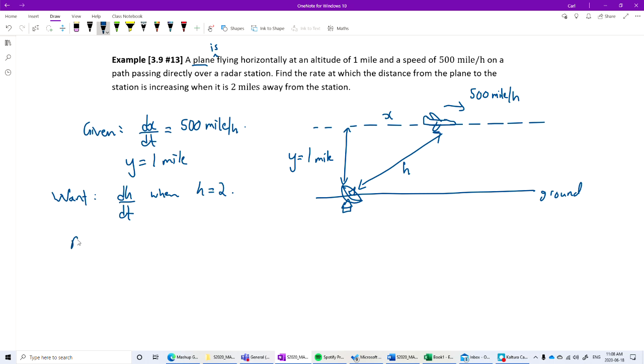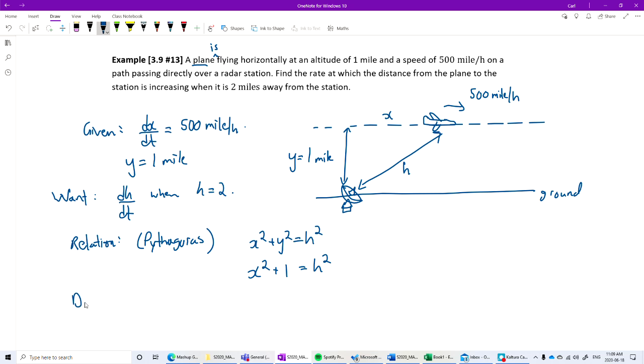Okay, and then what's the relation? The third step is we need a relation between all these variables. Here it's just Pythagoras, right? So we could say that x squared plus y squared equals h squared. And y is a constant, so I can just put in 1. 1 squared is 1.